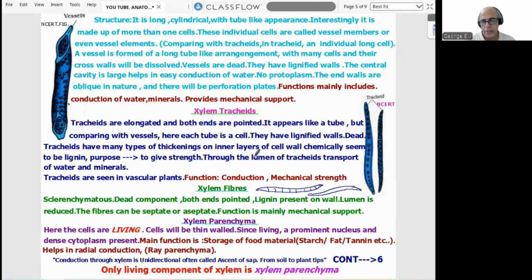I think that idea I got. Vessel has many cells, while in tracheid, each tracheid is a cell. Each tracheid that looks like a tube is a cell. The difference I think you got. Vessel has many cells, while tracheid has a single cell.